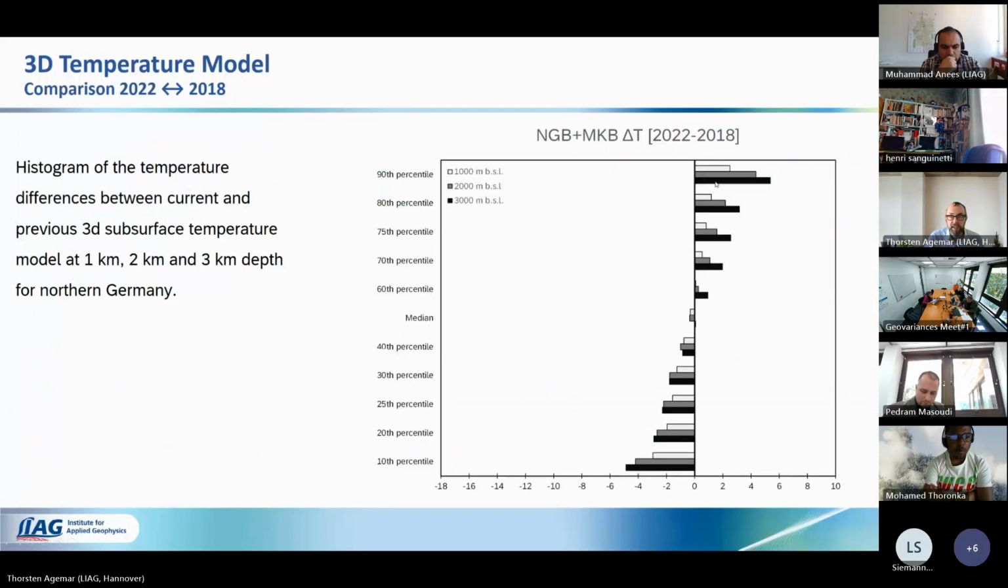And when we look at the histogram, what we see, the deviations for 1,000, 2,000, and 3,000 meters below sea level, it's in the range of mostly -4 to +4 centigrade, which could make the difference for the economic viability, but it's not so pronounced as we've seen in the slide before with the upper Rhine-Graben, where we had deviations of sometimes 10, 12 centigrade or even more.